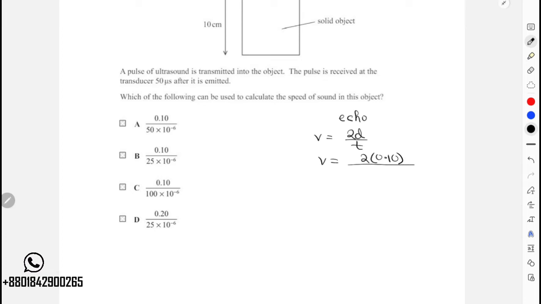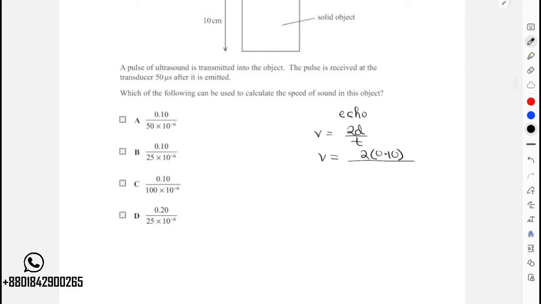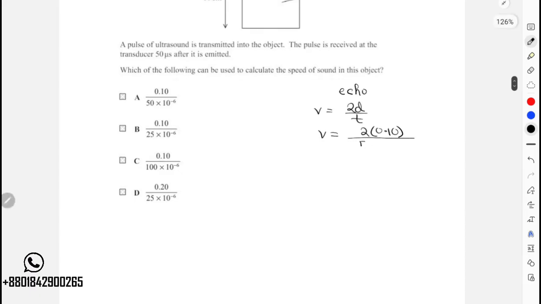Micro means 10 to the power of minus 6. I would suggest memorize these prefixes: micro 10 to the power of minus 6, then mega 10 to the power of positive 6, kilo 10 to the power of 3, pico 10 to the power of minus 12, then nano 10 to the power of minus 9, right? These are very important to understand or memorize. 50 into 10 to the power of minus 6.